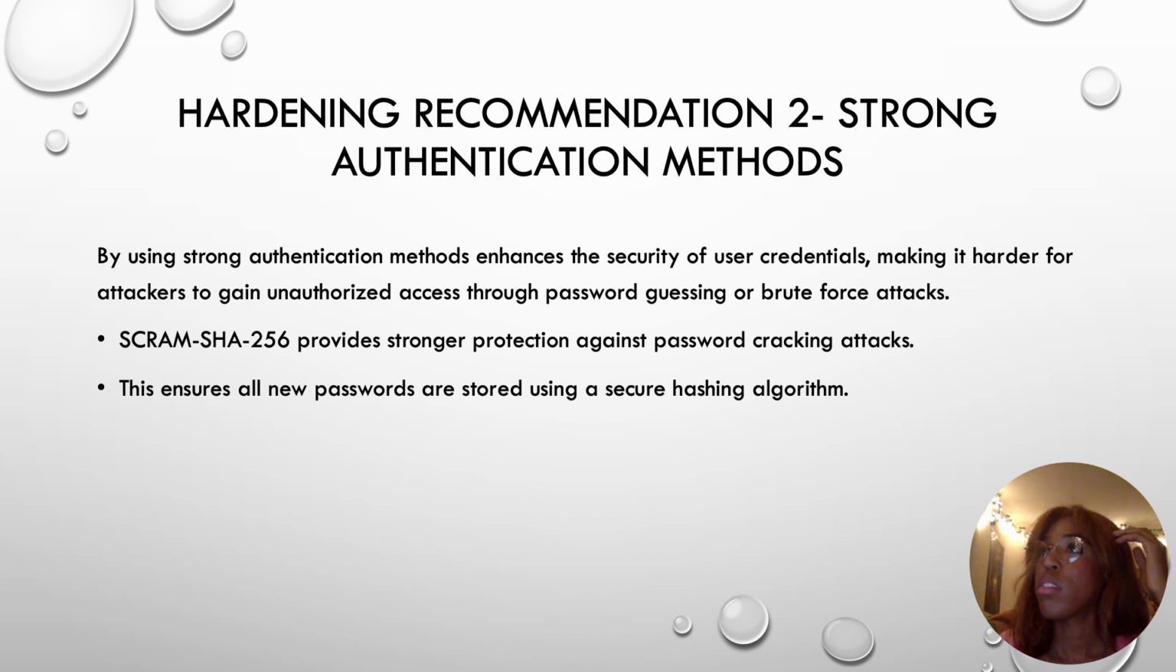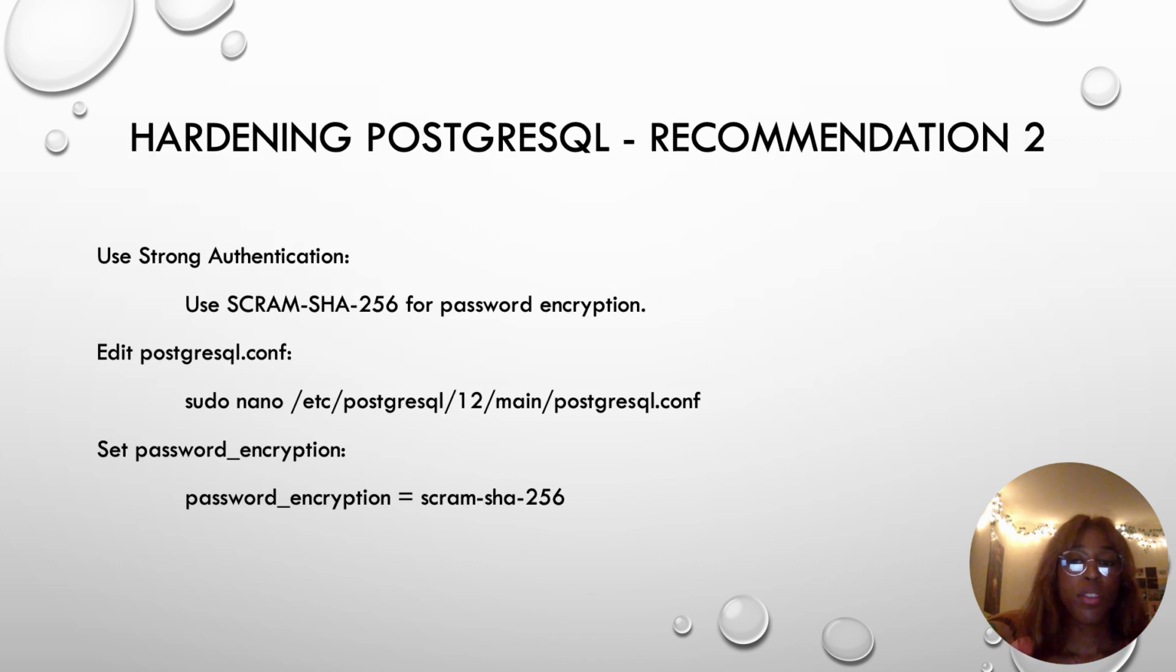And let's see. So here you're going to want to use SCRAM-SHA-256 for password encryption. So you would edit your PostgreSQL file by using sudo nano and then accessing the file through there, wherever this is placed. So you would then set the password encryption to scram-sha-256.